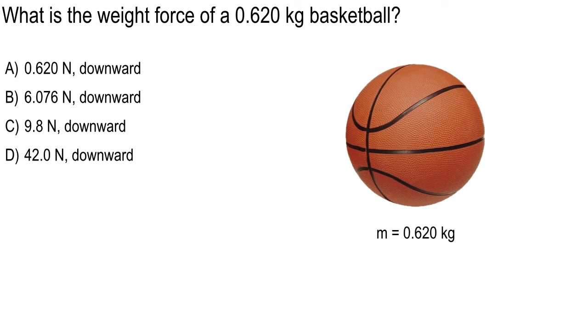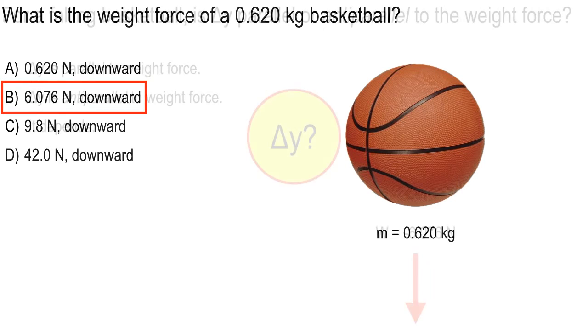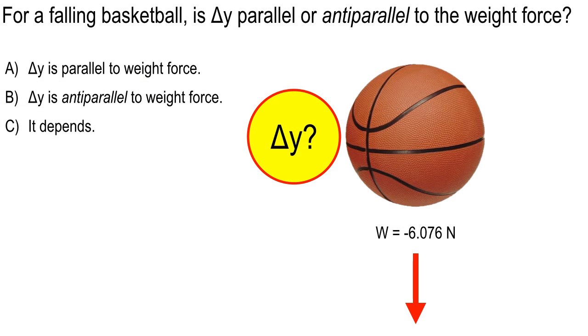10, 9, 8, 7, 6, 5, 4, 3, 2, 1, 0. Okay, 173 answers. Good. You guys did pretty good. 97% got 6.076 for the answer. Make sure you make a note of that. In fact, it's in the diagram for my next question. Make a note of it as a negative 6.076 to denote downward, and then answer this question.